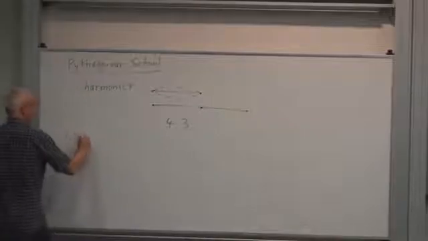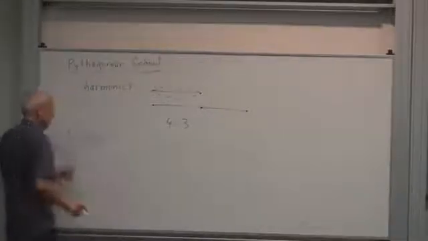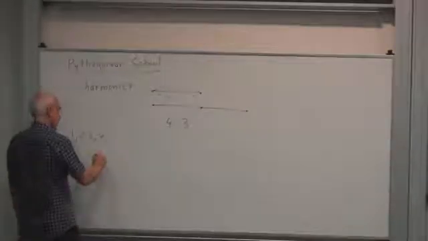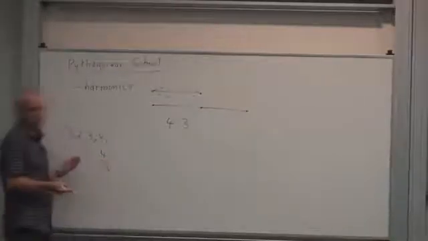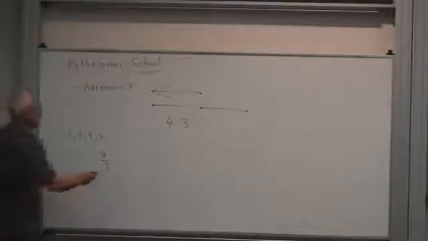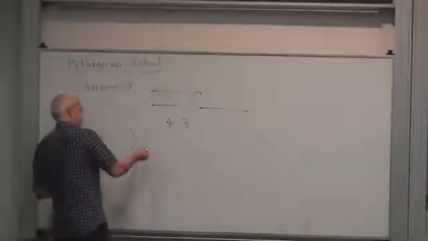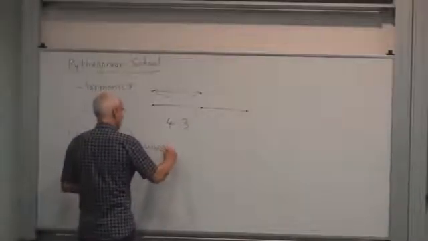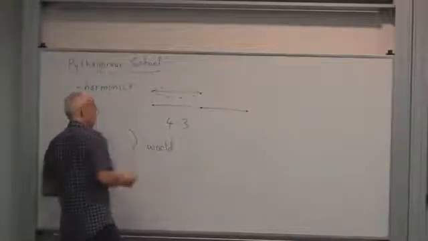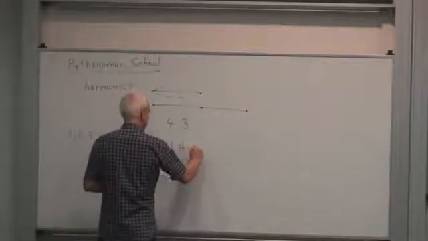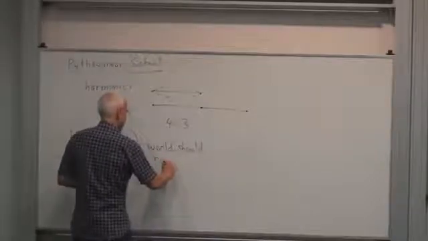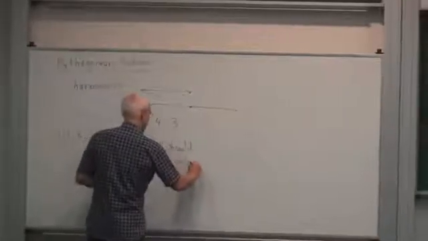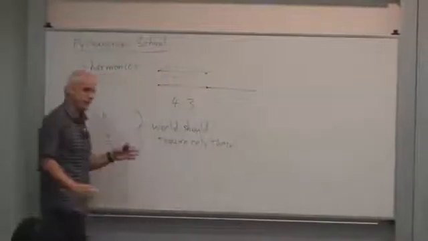Okay? And when they say numbers, we're talking about ordinary natural numbers and numbers that you could build from them, ratios like this, or maybe what we would call fractions. Okay, so their idea was that the universe, the world, should be explainable only in terms of these kind of numbers.